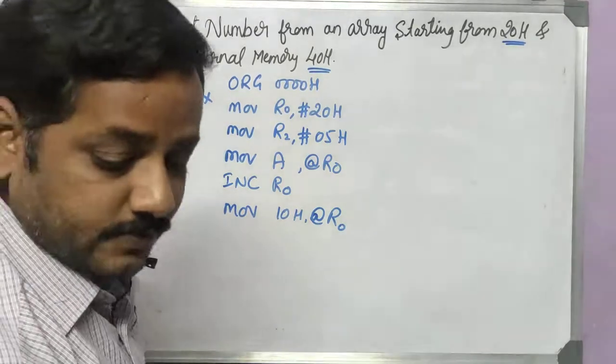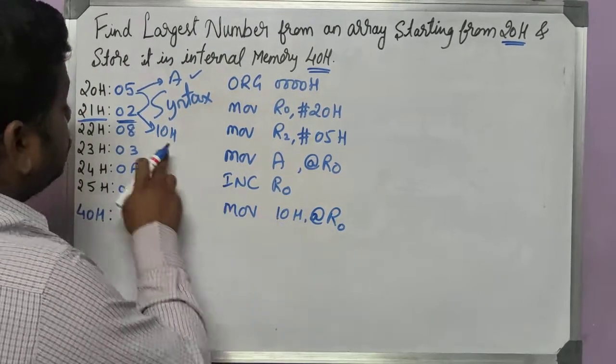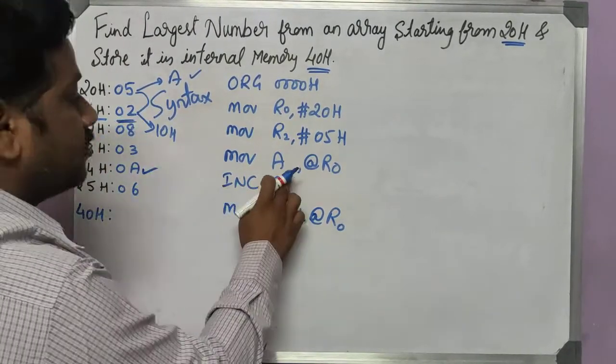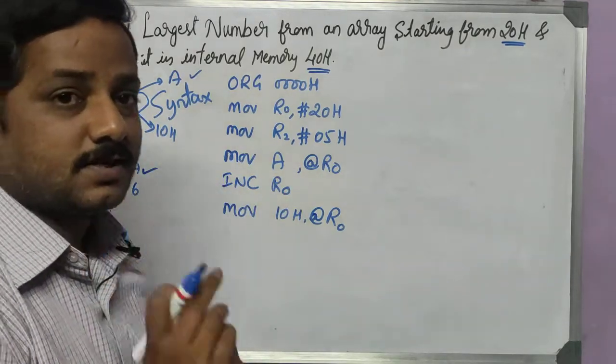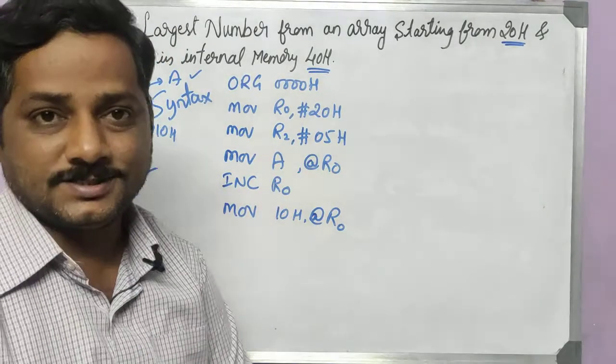Right. So what do we get now here? The 10h will have 2 and the accumulator will have 5. First two data are available. Now let's compare it.